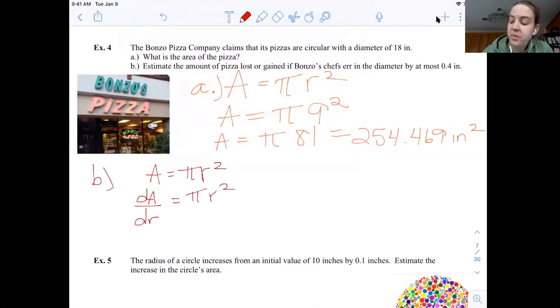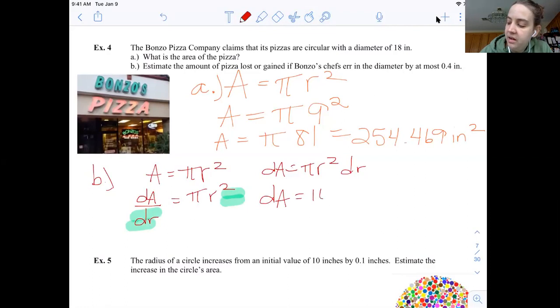I'm going to multiply both sides by dr. The change in the area is pi r squared dr. All I'm doing is multiplying this dr piece to the right-hand side. It's multiplied to both sides technically. So the change in the area is pi r squared dr. So dA is pi. The radius, with the diameter is 18, the radius is 9 inches squared. dr is the change in the radius.